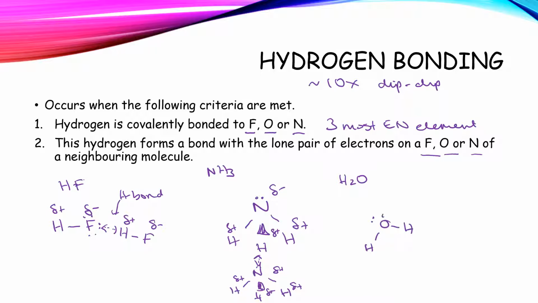It's got two pairs of lone pairs of electrons. Don't forget to put your dipoles on. And the hydrogen of this molecule can form a hydrogen bond with the lone pair of electrons on the neighbouring molecule.